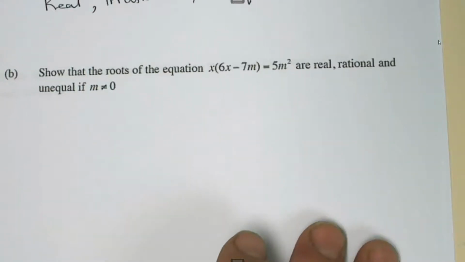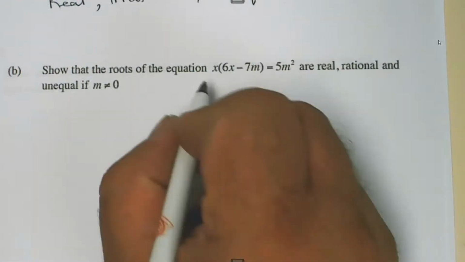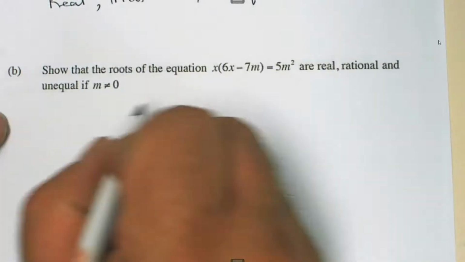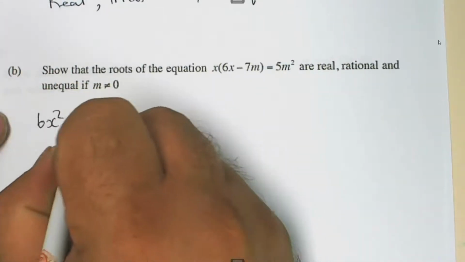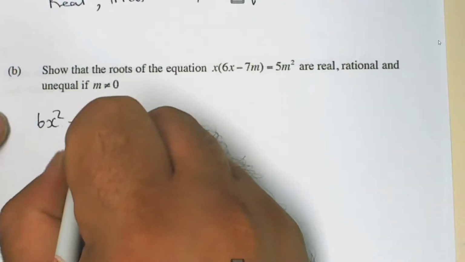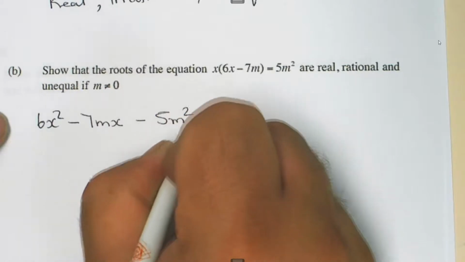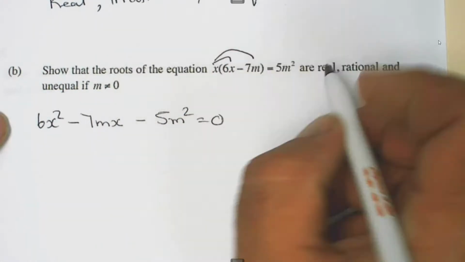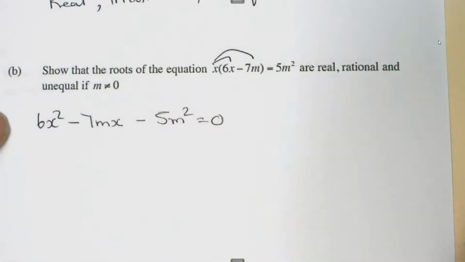Right. The next one. Show that the roots of the equation x(6x minus 7m) is equal to 5m squared are real, rational, and unequal. So yeah, your first step is to write it in standard form. So x times 6x is equal to 6x squared, negative 7mx, minus 5m squared equal to 0. I multiplied that out. I brought 5m squared across, becomes negative 5m squared. So now that equation is in standard form.